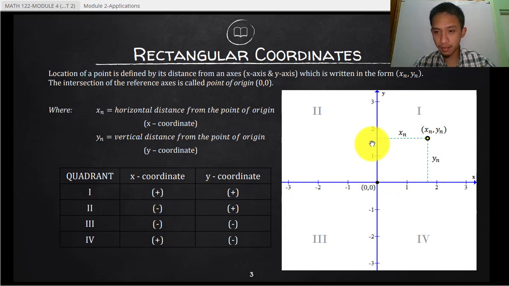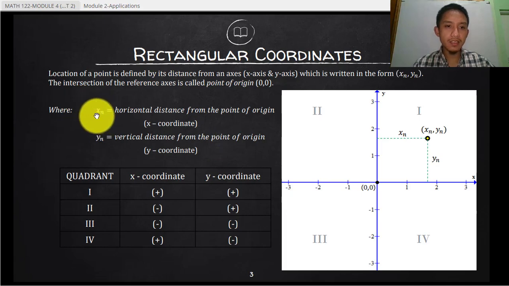Again, there is number scaling here, wherein in your x-axis, going to the right from the point of origin is a positive number, and then to the left is a negative number. In your y-axis, going up is positive and down is negative. So that is the very important basic concept of your rectangular coordinates. You should know your sign conventions.